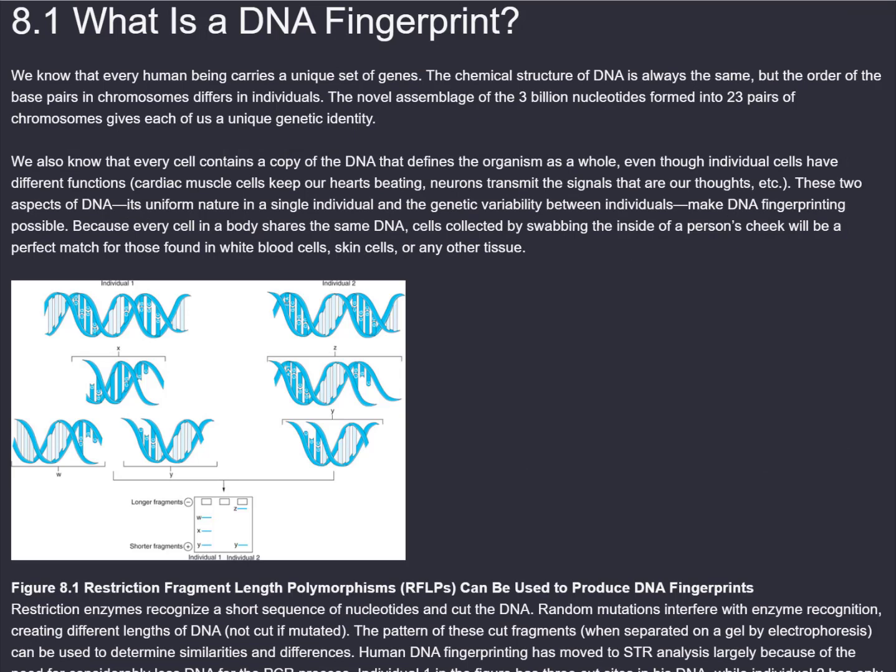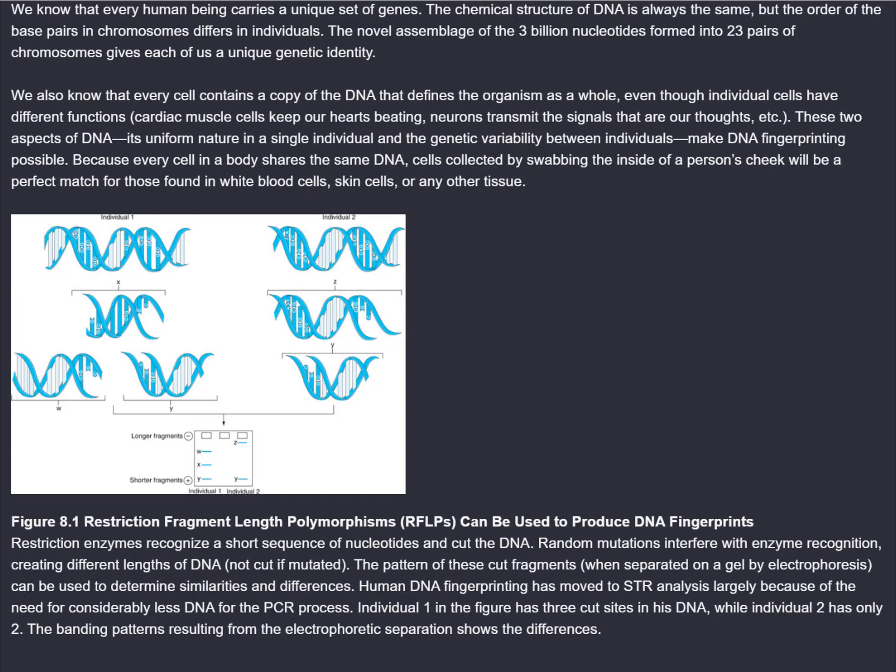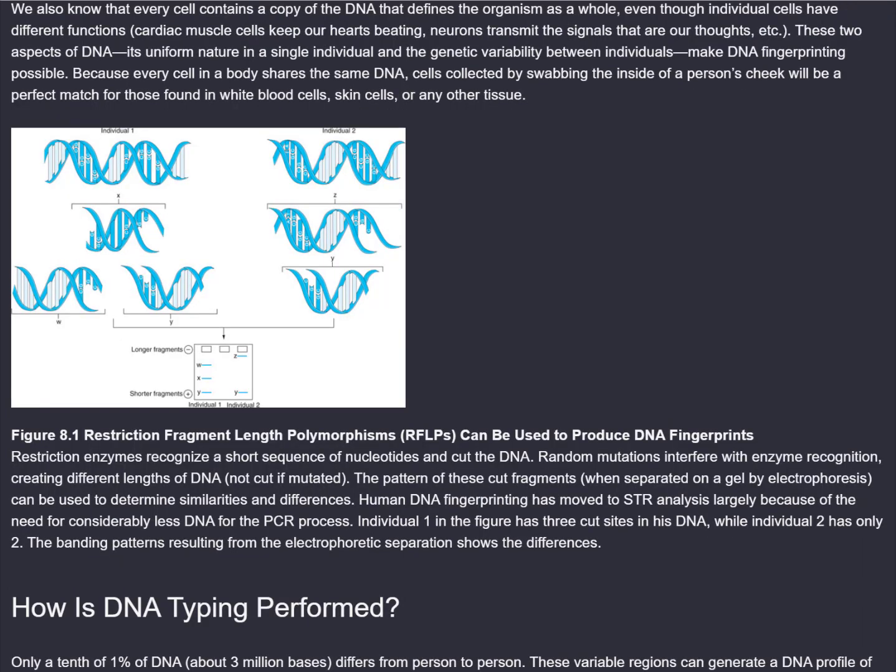8.1 What is a DNA fingerprint? We know that every human being carries a unique set of genes. The chemical structure of DNA is always the same, but the order of the base pairs in chromosomes differs in individuals. The novel assemblage of the 3 billion nucleotides formed into 23 pairs of chromosomes gives each of us a unique genetic identity. We also know that every cell contains a copy of the DNA that defines the organism as a whole, even though individual cells have different functions.